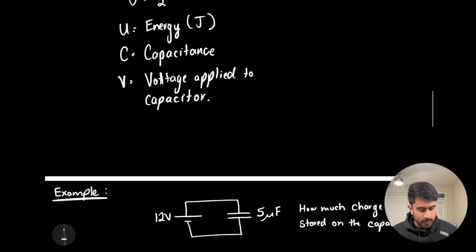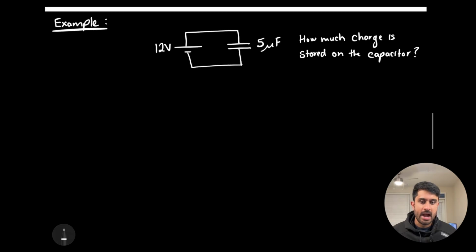Let's take a look at a couple of examples and really see how we can apply some of the formulas that we've understood so far. So this is a pretty easy example right here. We have a 5 microfarad capacitor. Most capacitors are typically in the microfarad range.